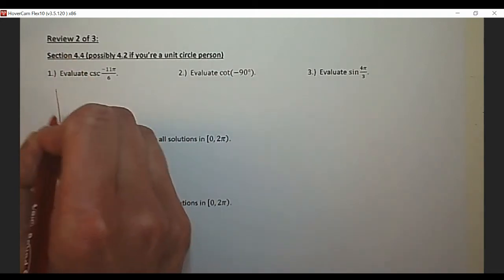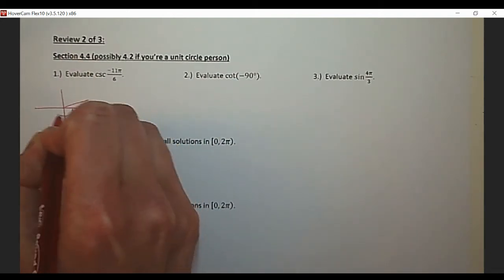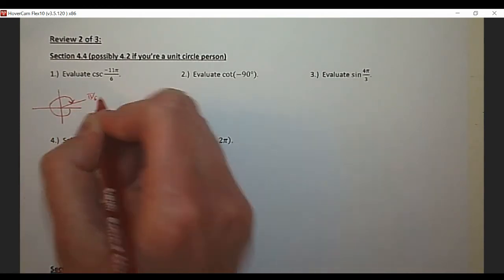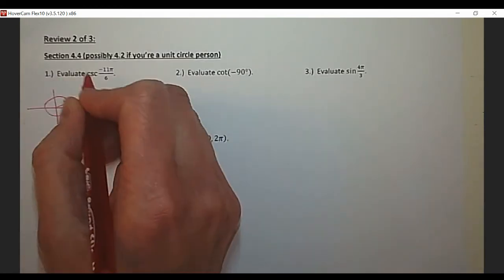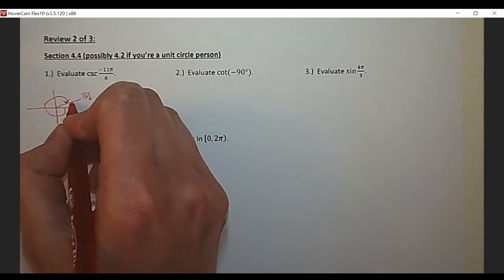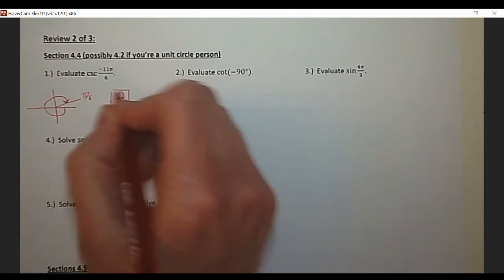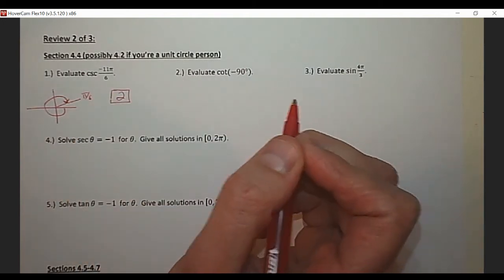For cosecant of negative 11 pi over 6, we all have to pretty much sketch negative 11 pi over 6 to find out where it lands. It lands here, it's coterminal with pi over 6 or 30 degrees. So if you're a unit circle person, you're going to grab the y coordinate there, which is 1/2, and then flip it to get 2 because cosecant's the reciprocal of sine.